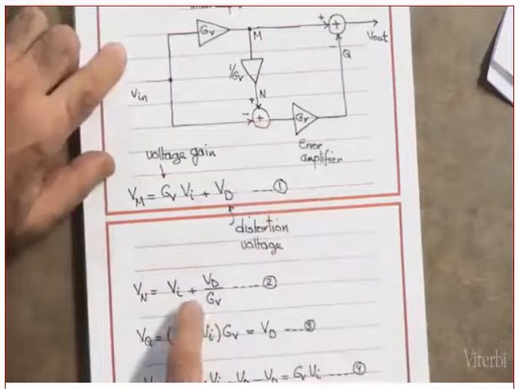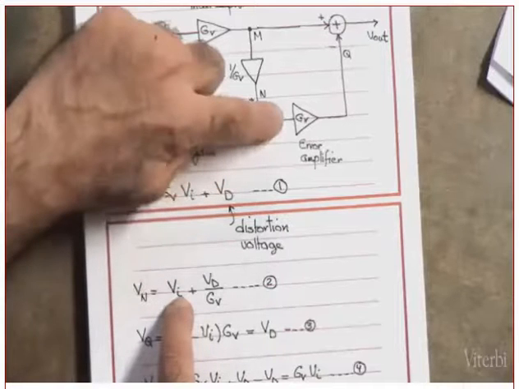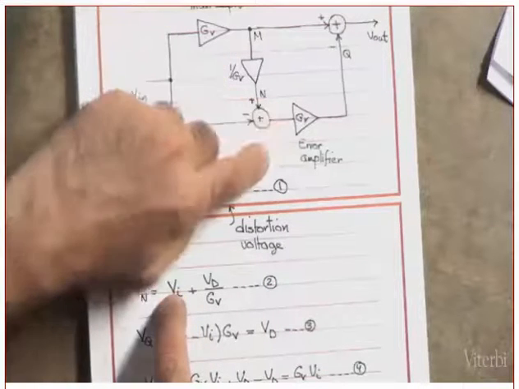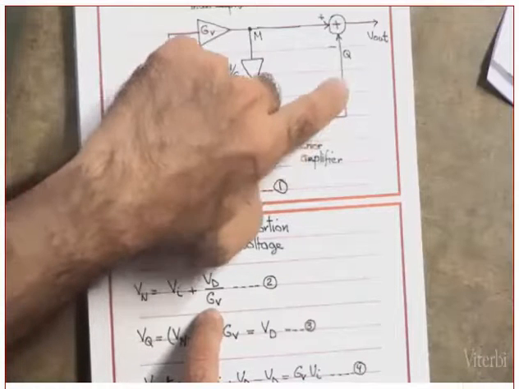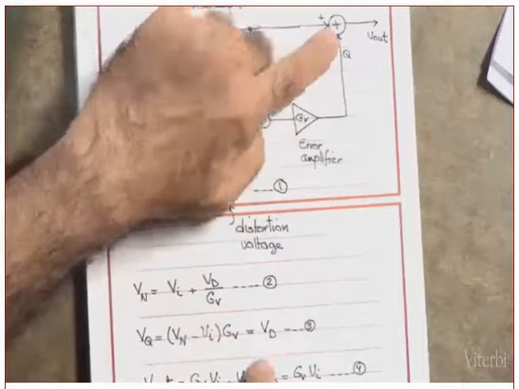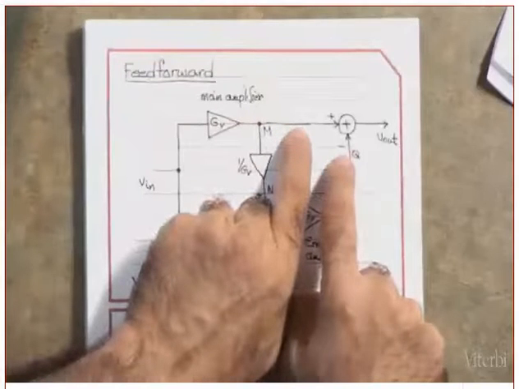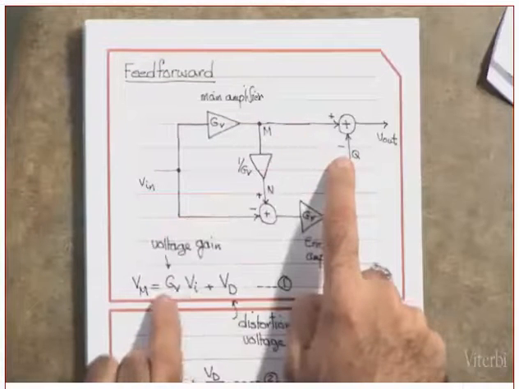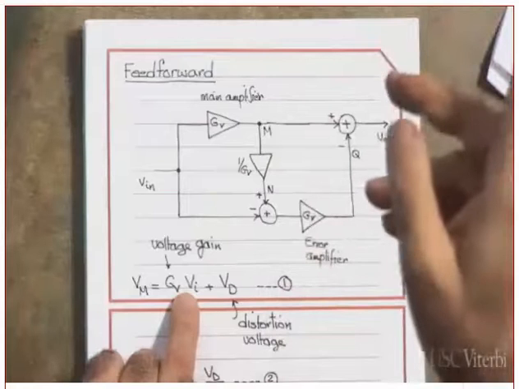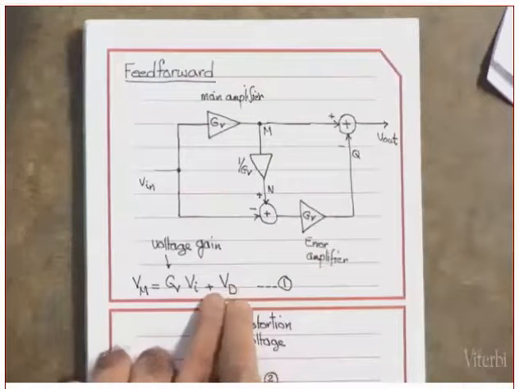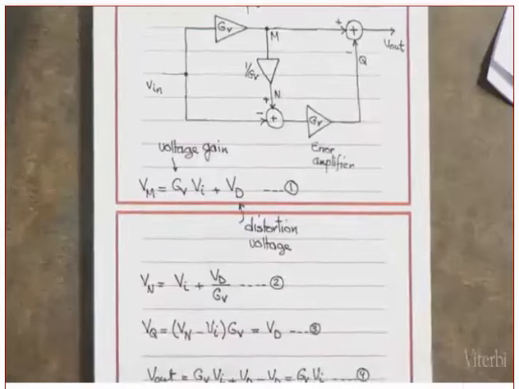Now, what am I doing? I am subtracting the VN here. So what am I getting here? When you subtract the VN, you get VD over GB. Amplify it with the GB, you get VD. In other words, VQ is the VD, and you subtract it from this. You remember what this is? This is GB times VI, which is what I want for linearity. I get rid of the distortion. Clear? Clear?